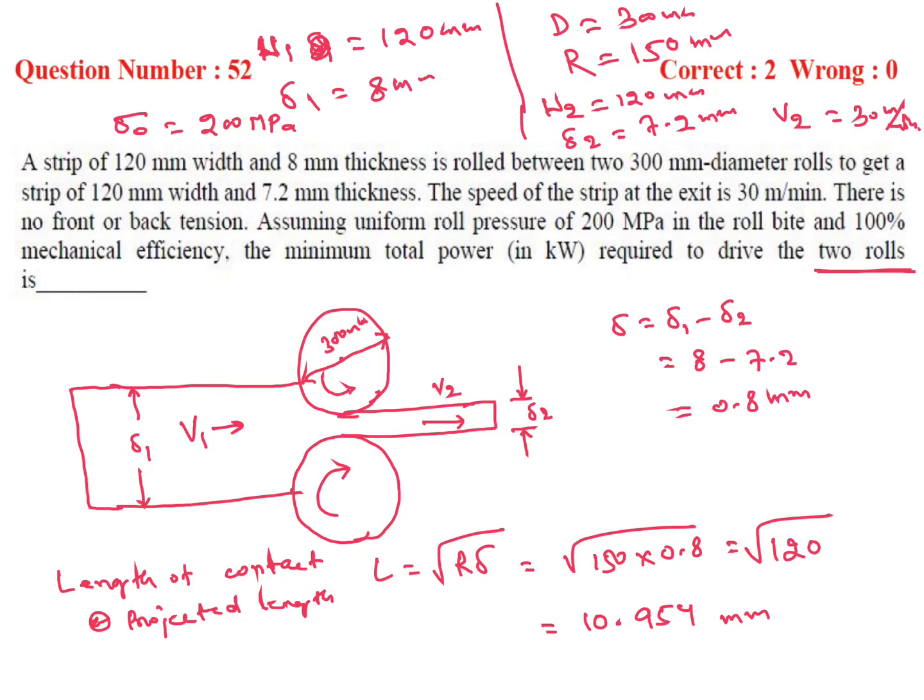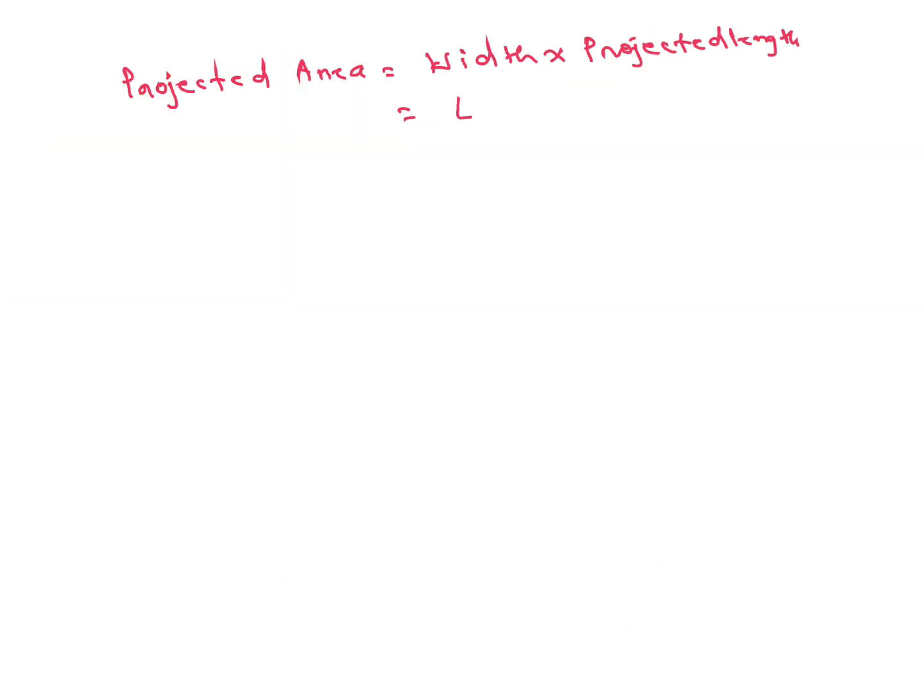So L into W. L is 10.954, into width, which is the same at entry and exit. So finally we will get 1314.48 mm². Then we have to calculate the roll separating force, pressure given.